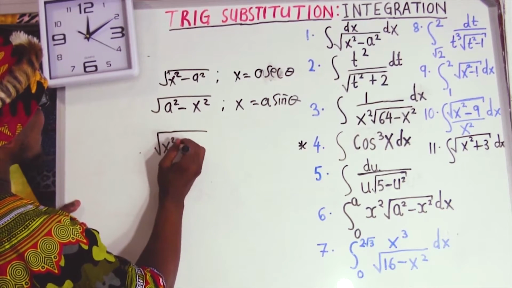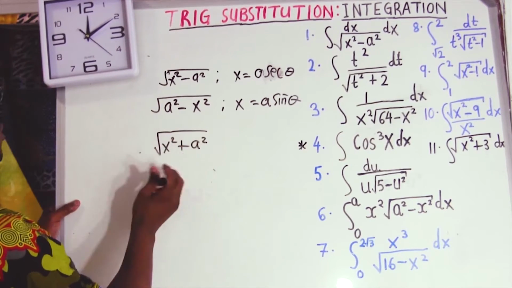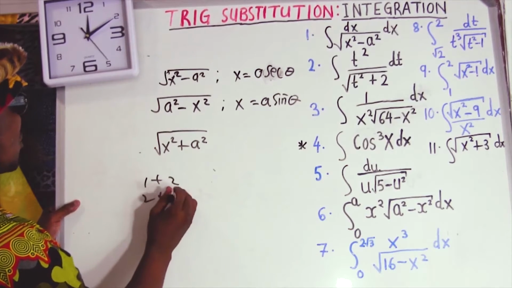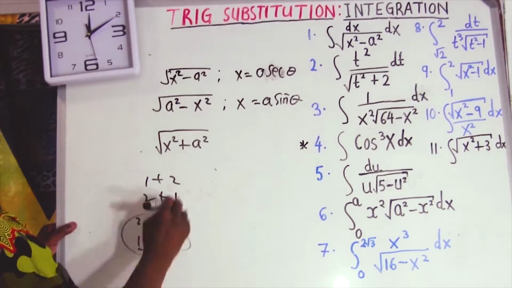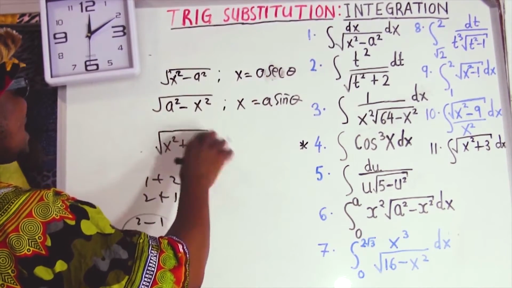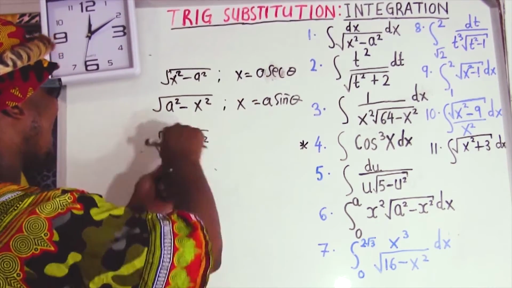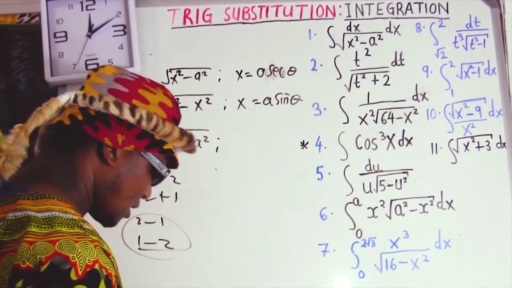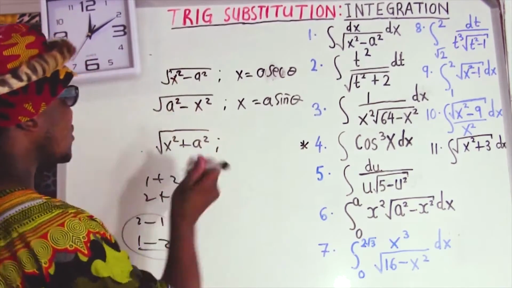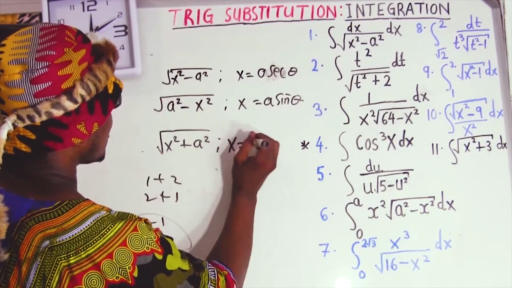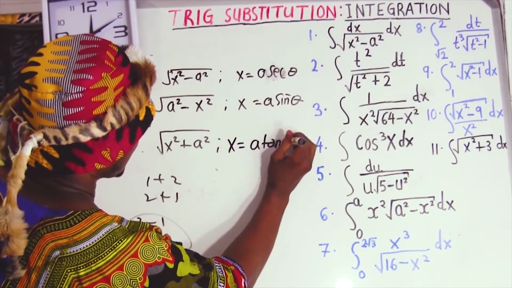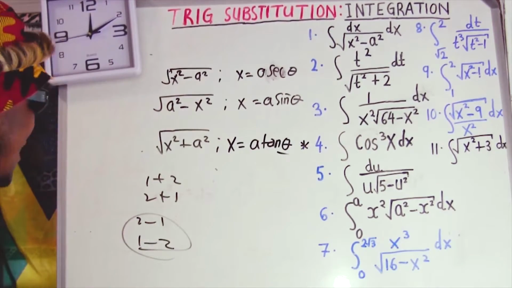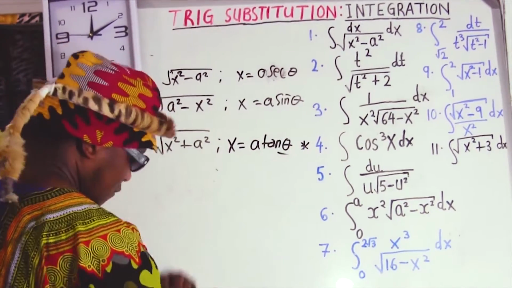For the last one, it can be like this or the other way around, because when you say 1 plus 2, it's the same as 2 plus 1. But when you say 2 minus 1, it's not the same as 1 minus 2. That's why they give us two different forms. But for this one, it could be a squared plus x squared or the other way around. This is going to be tan, so x equals a tan of angle.